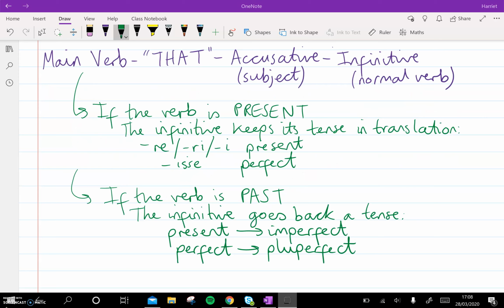Okay, where we then hit a challenge is if the main verb is in the past tense, and this can be any form of the past tense. So the perfect, the imperfect, the pluperfect, any of those past tenses make your infinitive go back a tense. What I mean by going back a tense is if your infinitive is in the present tense, it goes back into the imperfect. And if your infinitive is in the perfect tense, it goes back to the pluperfect. So make sure you're following those rules. Present infinitive, when it goes back, goes to the imperfect. Perfect infinitive, when it goes back, goes to the pluperfect. But this only happens if the main original verb is in some form of the past tense.